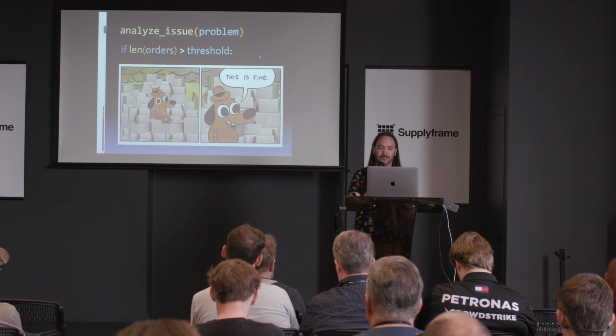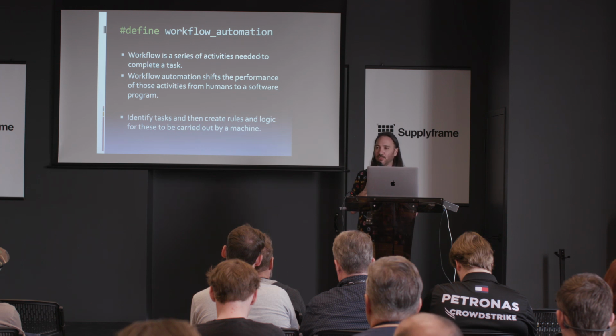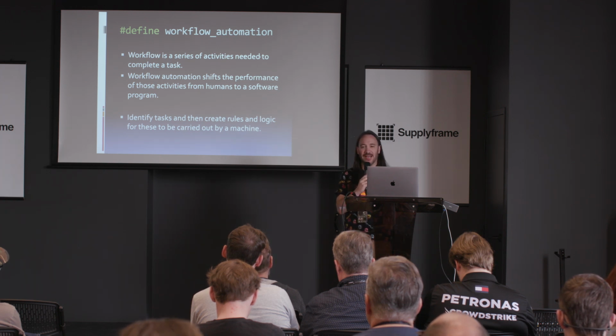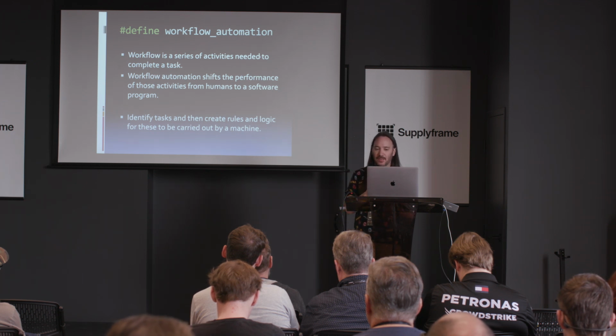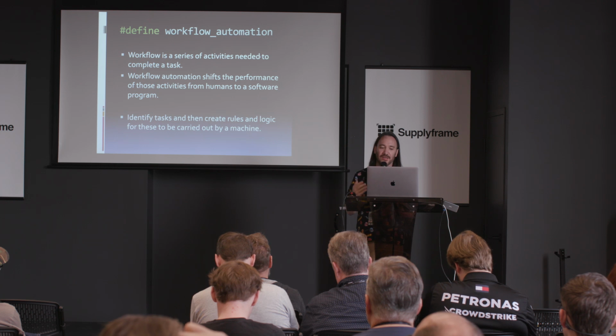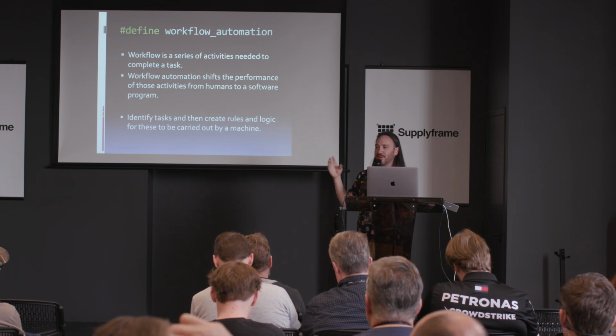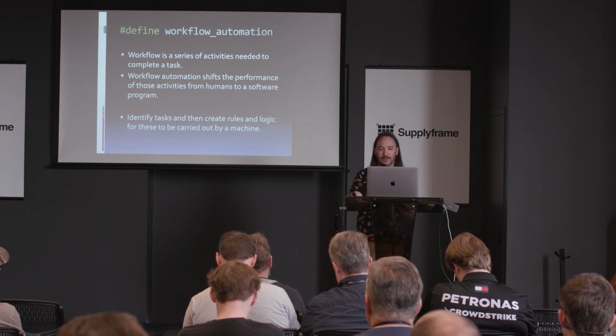So I'm going to define workflow automation. Workflow is a series of activities to complete a task, and the automation shifts that to a software program. So the automation part is identifying those tasks, creating a rule and code around that to automate it.